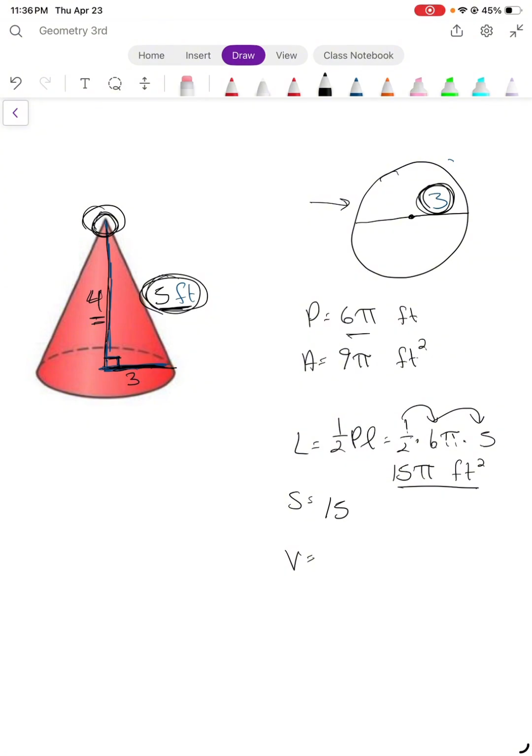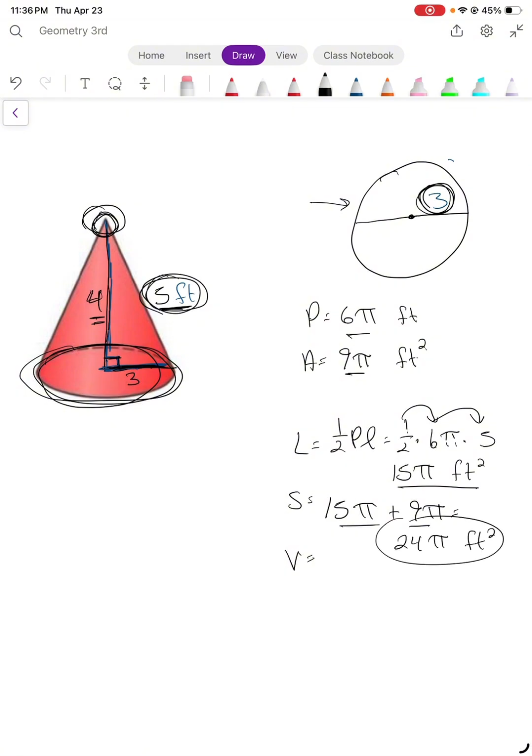Surface area, we're taking that exact same area. We're adding on the base. This only has one base. We have the area up here, which is 9 pi. Those are alike, so we can't add them. So that's going to be a total of 24 pi. And that's also in square feet. That's going to be the area of the side, the lateral area, and the bottom combined. So that's total surface area.